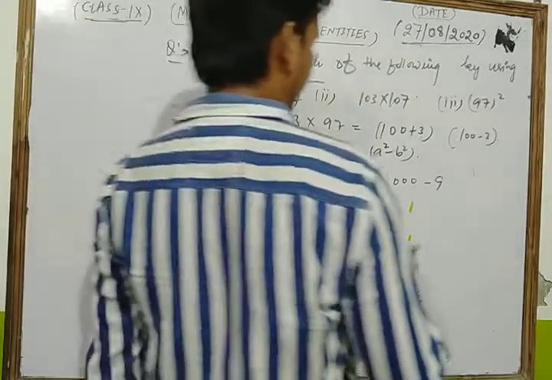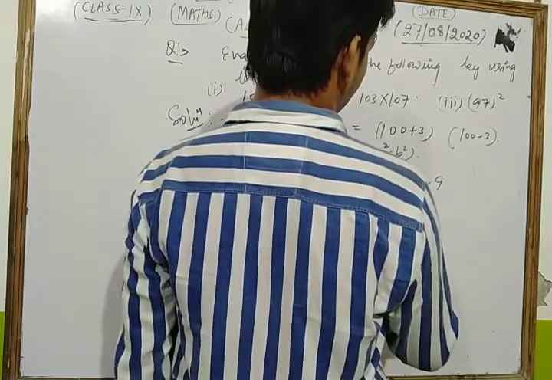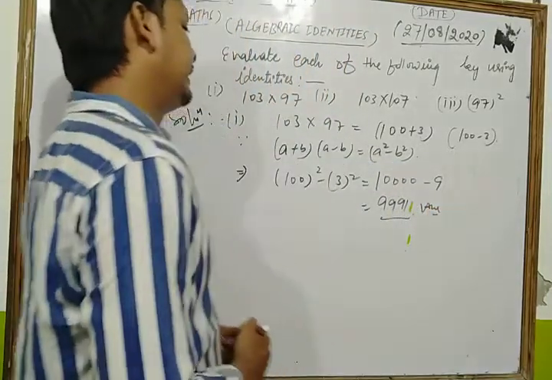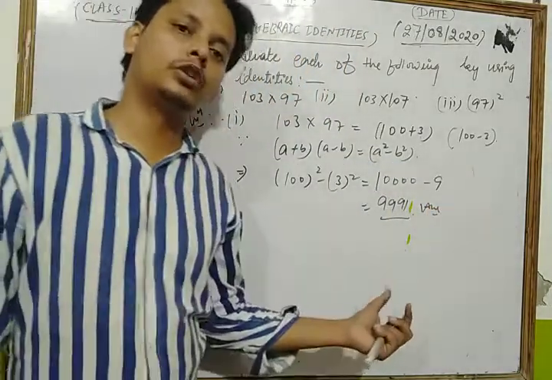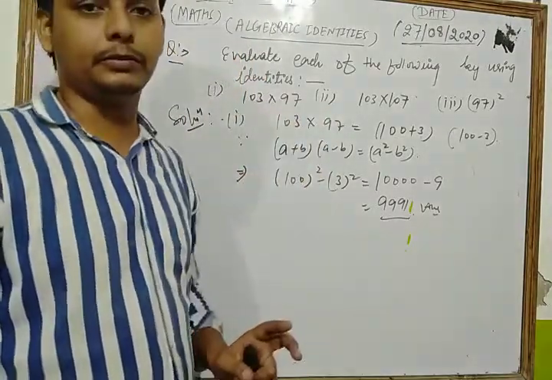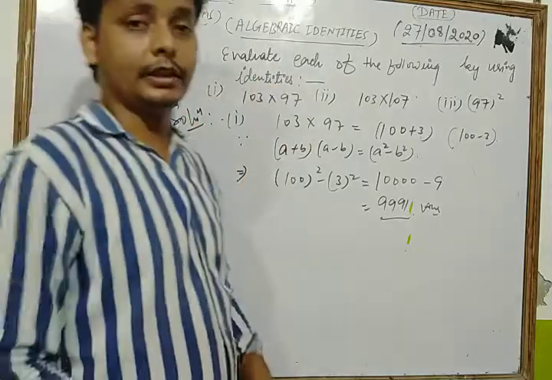So we have 9,991. This is our final answer. So dear students, in this way you can solve all the questions of your NCERT exercise based on these concepts. Now we take and solve the second part of this question.